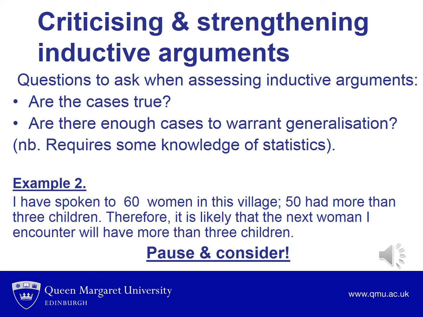Now, how could you apply these questions to this case? First of all, is the number of children reported correctly? And secondly, do 50 out of 60 cases warrant generalization? To answer the second question, you may need some knowledge of statistics.